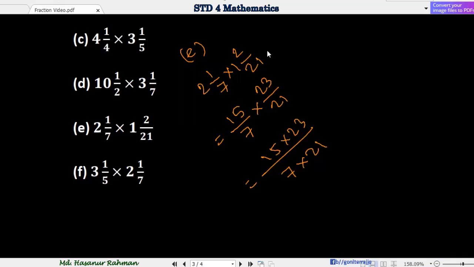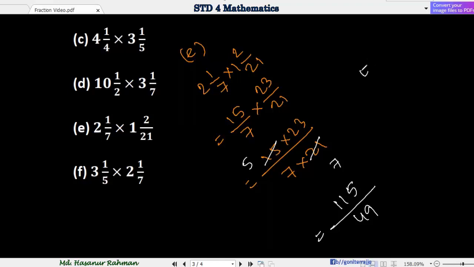So now we have to divide. We can divide 15 and 21 both by 3. So 3 fives are 15, 3 sevens are 21. So we cannot divide any other numbers. So we have to multiply 7 multiplied by 7, that is 49. 5 multiplied by 23, that is 115.